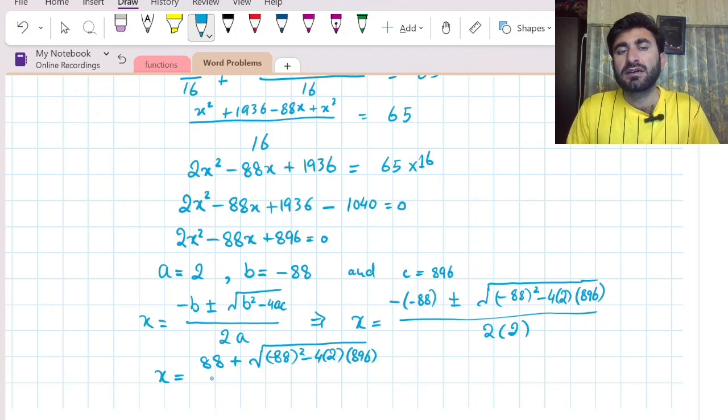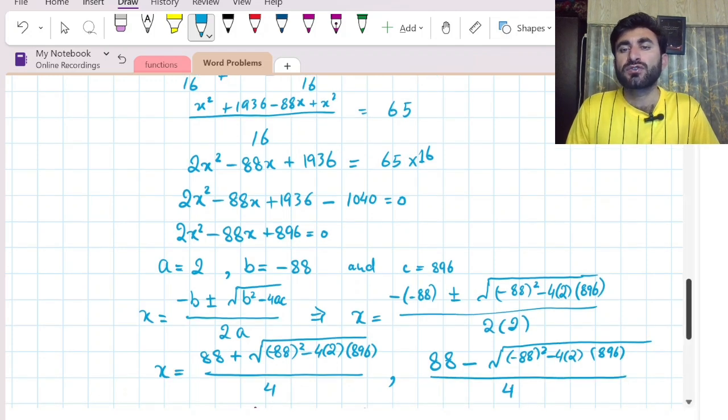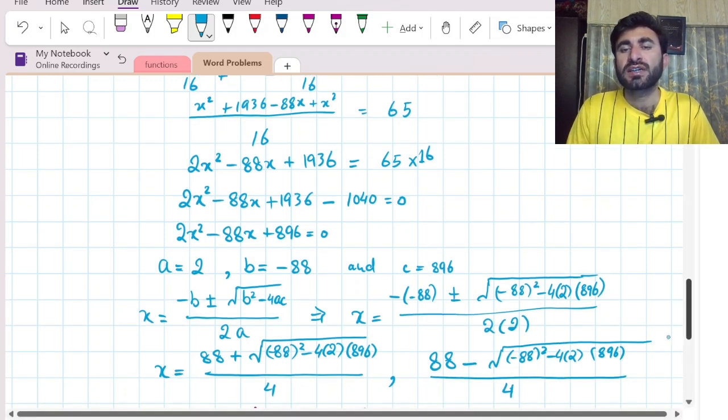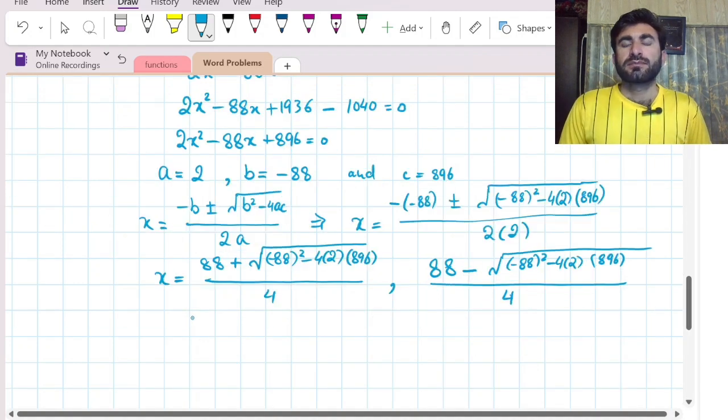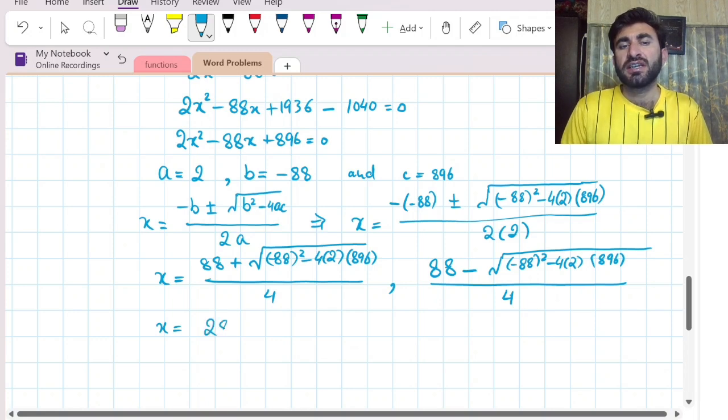The first term will become positive 88 plus the root of minus 88 square minus 4 times 2 times 896, divided by 2 times 2, which is 4, and then the other will be 88 minus the root of the same, divided by 4. So here we go, we put these values into the calculator and find the value of x. After we put the values in the calculator, the first value we get is 28 and the next we get is 16.